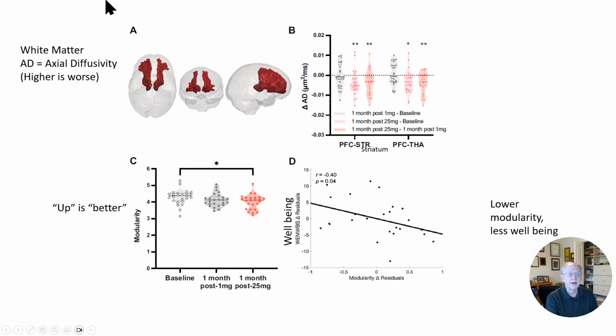All right. Now here they look at, after a month, white matter axial diffusivity, higher is worse, remember, and they see some statistically significant but relatively modest changes. The AD goes down, which is good, and over here they're looking at something different called modularity. Modularity is, do you have that hub and spoke system in your neural networks that we talked about in the early lecture?